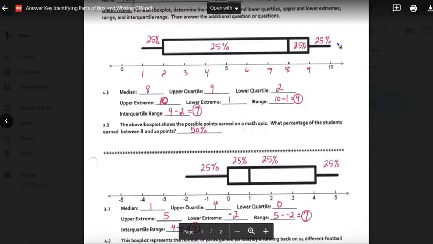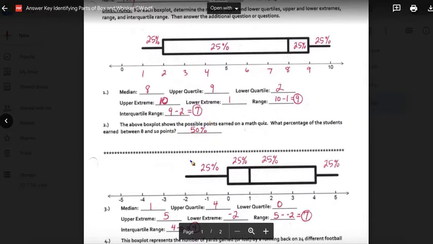So the range is the upper extreme minus the lower extreme. So 10 minus 1 is 9. In the interquartile range, I subtract the end of the box minus the beginning of the box, so 9 minus 2. That's the upper quartile minus the lower quartile, which is 7.